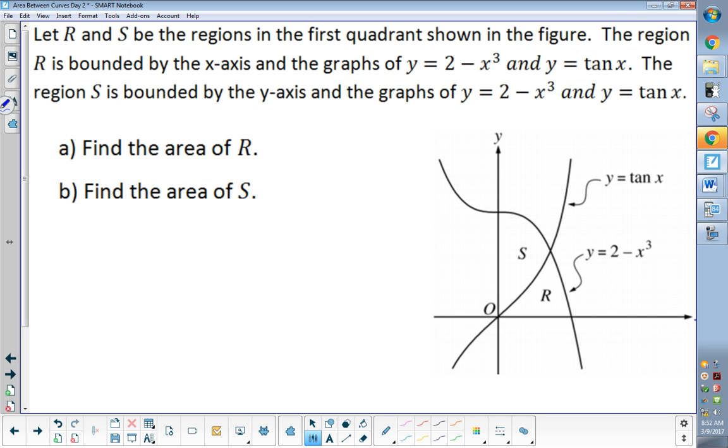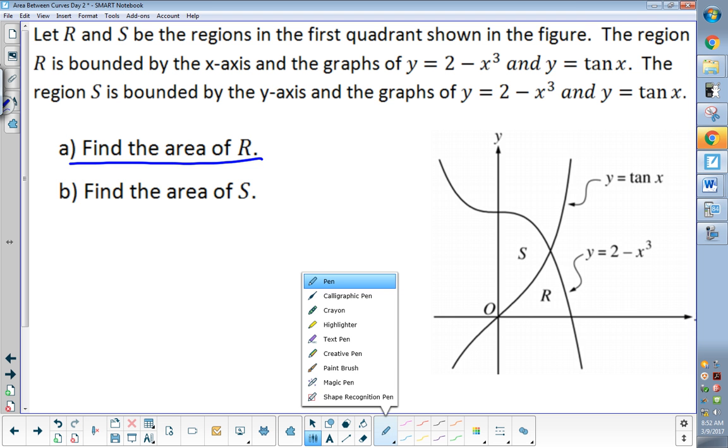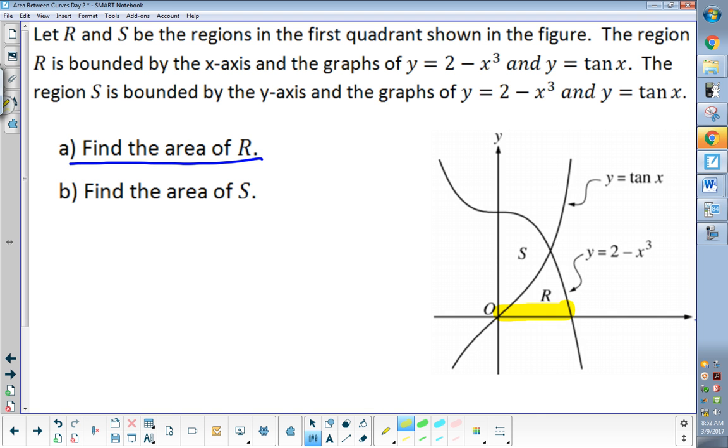Let R and S be the regions in the first quadrant. The region R is bounded by these two graphs, and S is bounded by those. We're going to find R first. So we're looking at our shape. This is R right here.